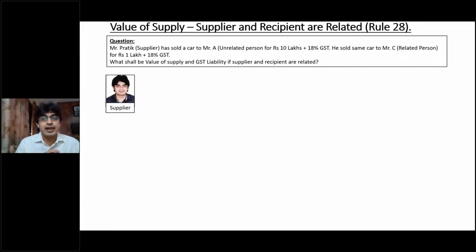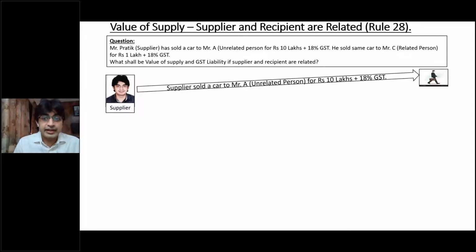See this. First, the supplier has sold the car to Mr. A, an unrelated person, for 10 lakh plus 18% GST. So what will be the value of supply? First, supplier and recipient are not related, and price is the sole consideration. So the value of supply shall be 10 lakh rupees.